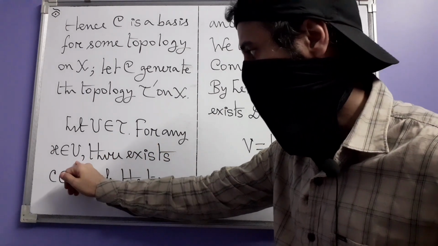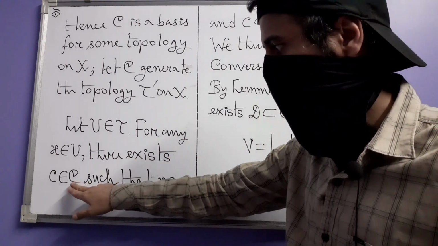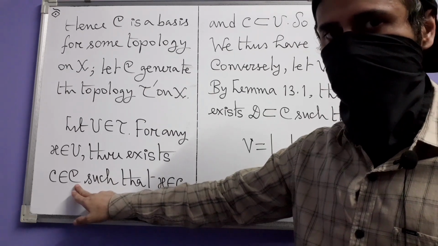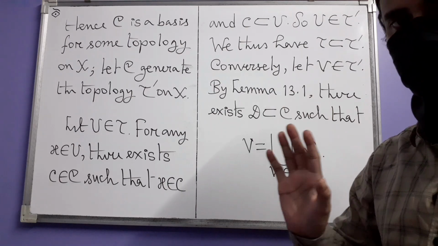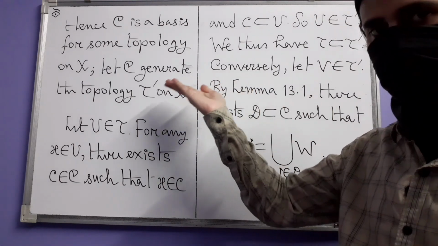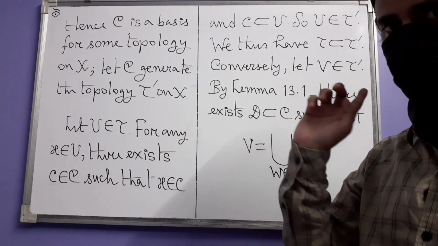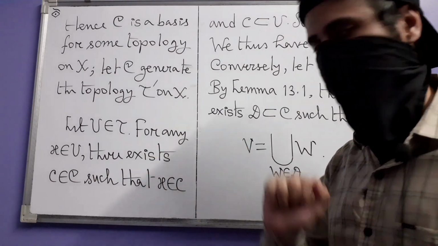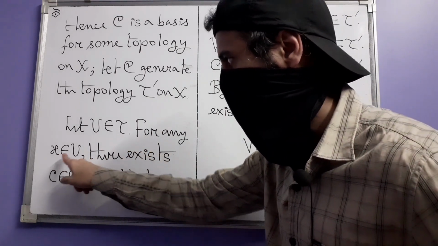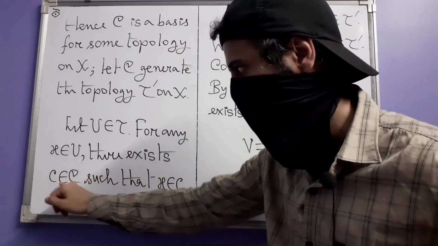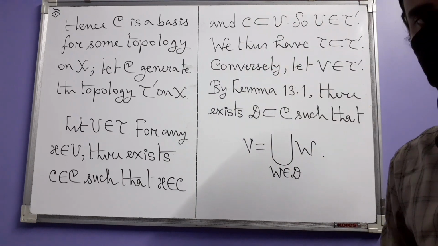Then for any x belonging to U, there exists, you see, in this part we are using the property that the collection C originally has. Not that it's a basis, that's not the part we are using here, although just now we have proved that the collection C is the basis. But the original property that is given in the statement of the lemma, that's what we are using here. Because we have an open set U in tau and a point x in U, there exists a set C in the collection C such that x belongs to C and C is contained in U.